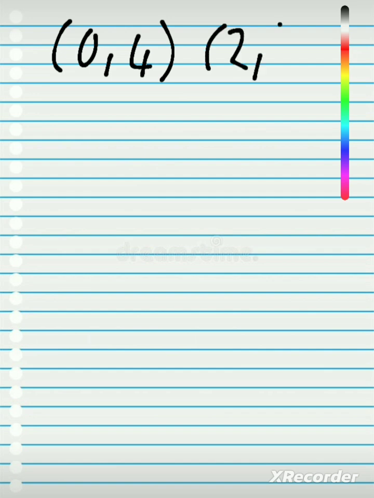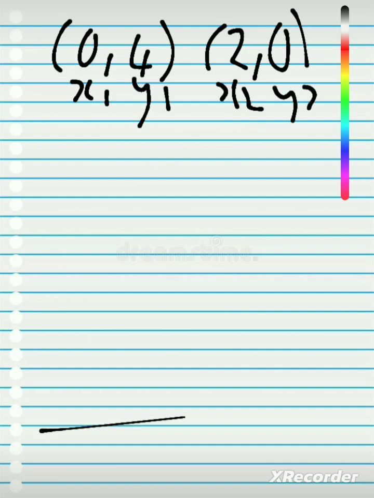So question 2, they want us to find the gradient of the line parallel to the line that we have been given, which is (0, 4). We pick two coordinates from there, (0, 4) and (2, 0). We can call them x1, y1 and x2, y2. When you try to visualize, we have this line, then it has a line parallel to it. Lines that are parallel have the same gradient.